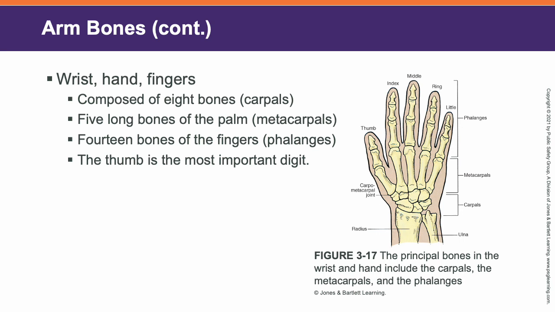Yeah, you have 8 carpal bones that make up your wrist, 5 bones in your palms called your metacarpals, and then you have your phalanges. You have 14 of those that are the little bones in your fingers. Your thumb is the most important of all your fingers because of all the different things it does.